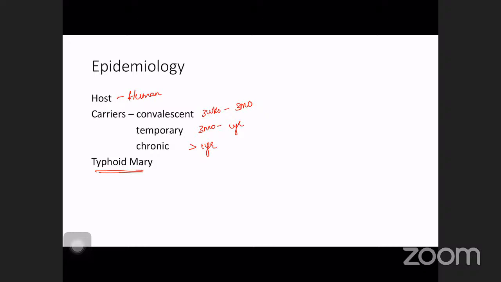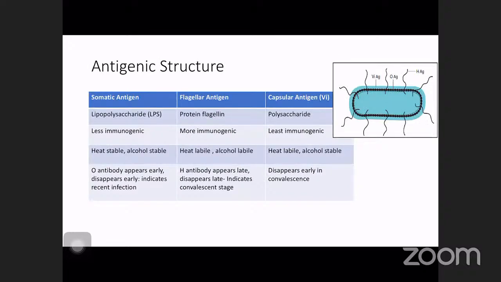After a period of time, she was traced and found to have the infection, and finally she was quarantined for almost 30 years till her death. So that is the story of typhoid Mary, the chronic carrier Mary Mallon. With this, we'll move on to the antigenic structure.